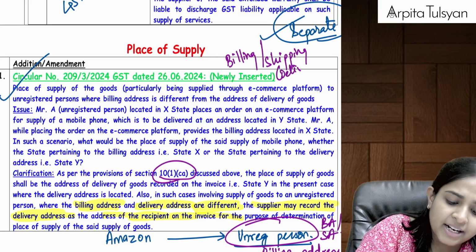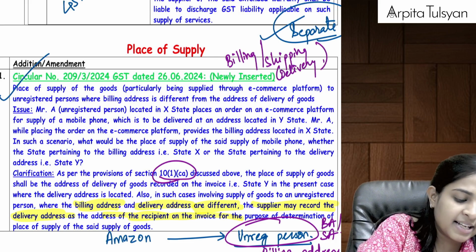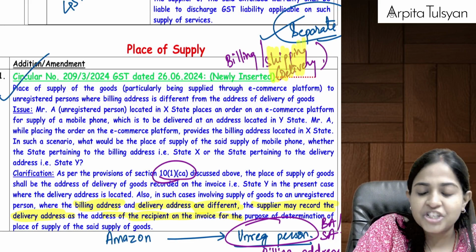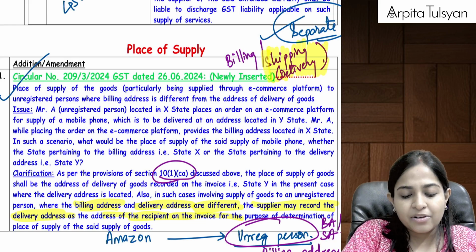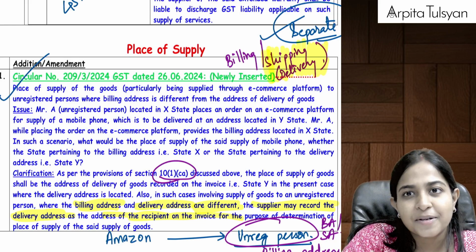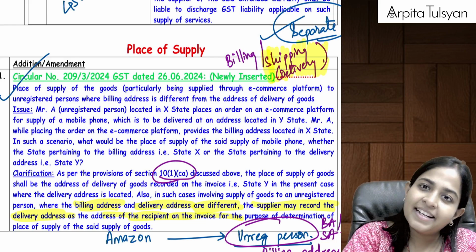the shipping address is nothing but your delivery address. Then which address will be considered as the main one? The shipping address, where the goods are actually getting shipped, that place will be considered as the place of supply. I hope I'm very, very clear with this, everyone.